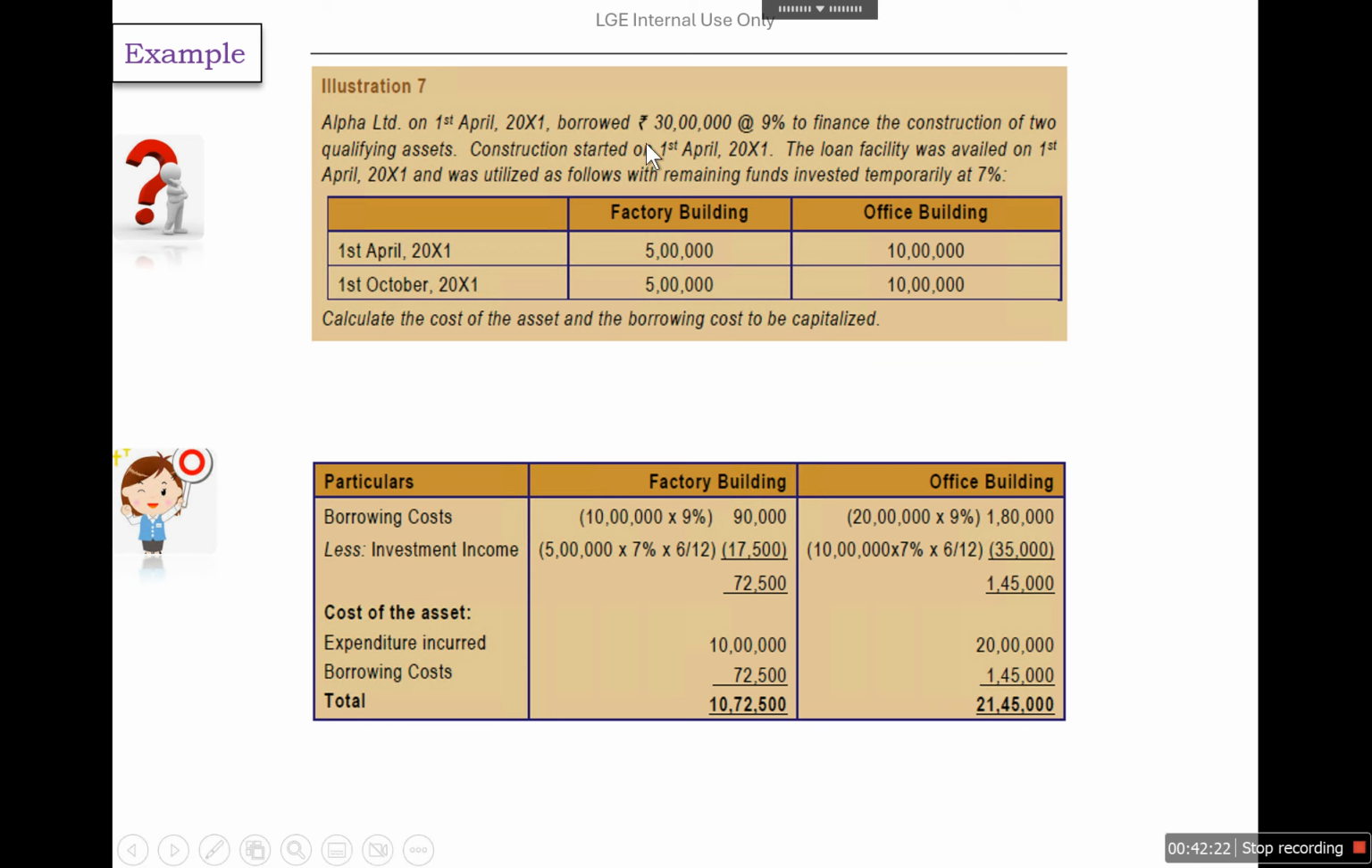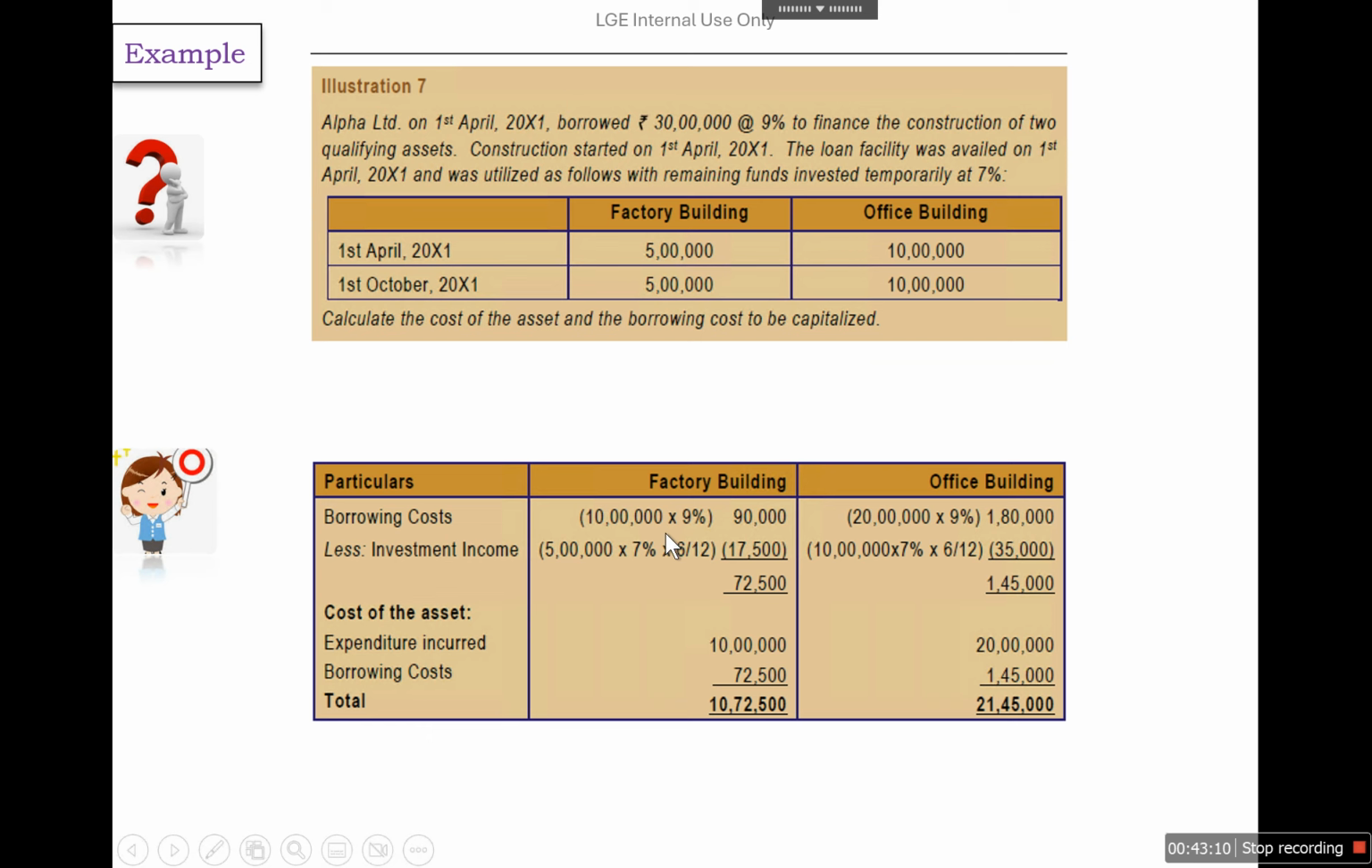Then on 1st April X1, a company borrowed 30 lakhs at the rate of 9% to finance the construction of two qualifying assets. The construction started on 1st April X1. The loan facility was availed on 1st April and was utilized as follows. The remaining funds were invested temporarily at 7%. So for building a factory and an office building, for these two assets, 30 lakhs was acquired at a rate of 9%. The first utilization was on 1st April and the second utilization was on 1st October. And during this period, the remaining unutilized funds were temporarily parked at a rate of 7%.